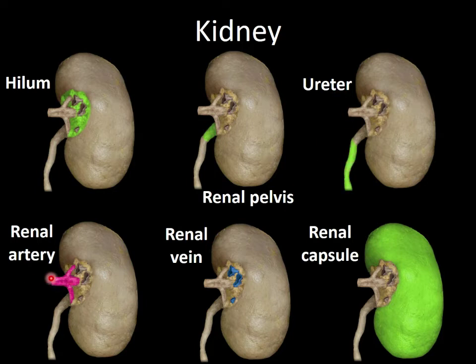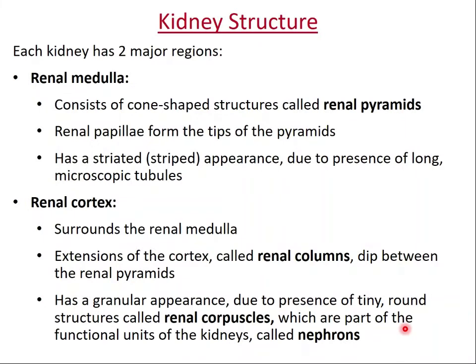Here what we see is the renal artery, that is where the blood comes in from. And then these three components shown here are the renal veins. And outer is the renal capsule, the tough capsule that we mentioned. I mentioned that the kidneys have two major regions, the renal medulla and the renal cortex. The renal medulla is where most of the functions of the kidneys happen.